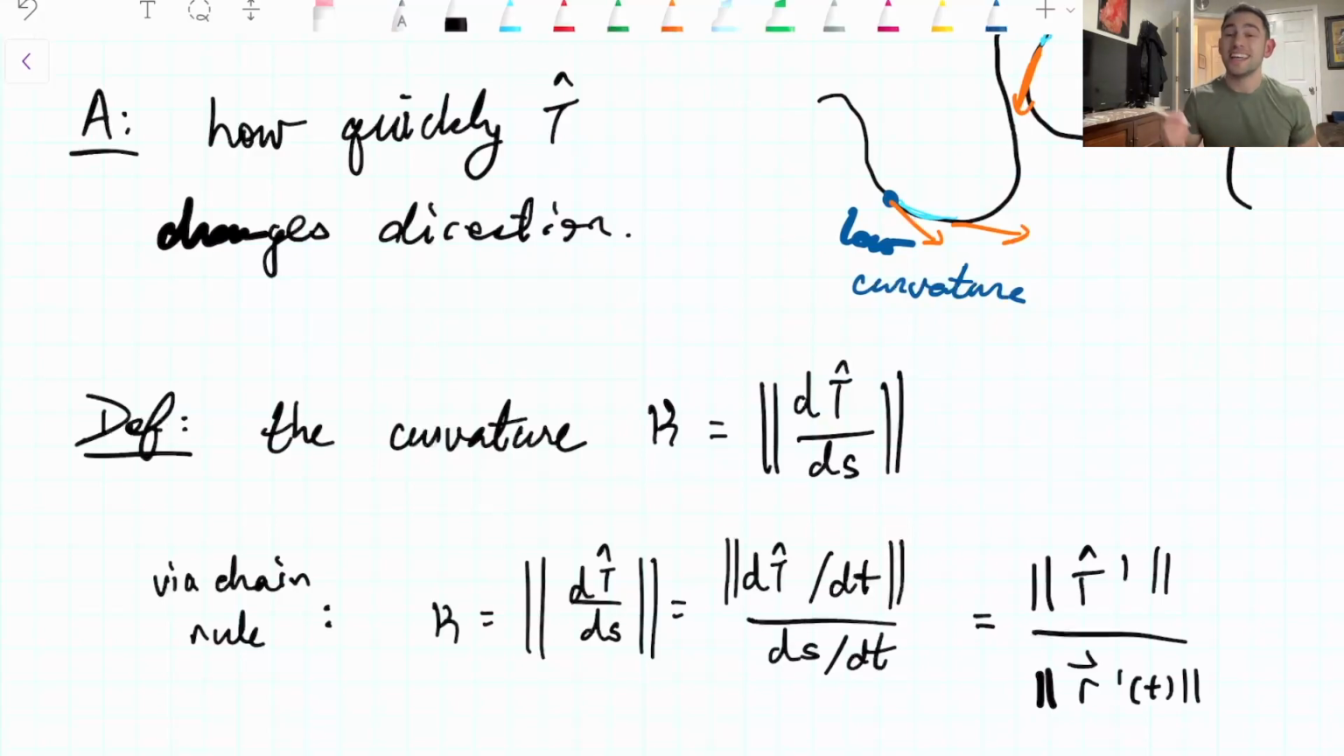So this is the curvature. It's t hat prime divided by the speed. Why? Because that's a surrogate for dt hat ds, the rate of change of the tangent direction over a piece of arc.